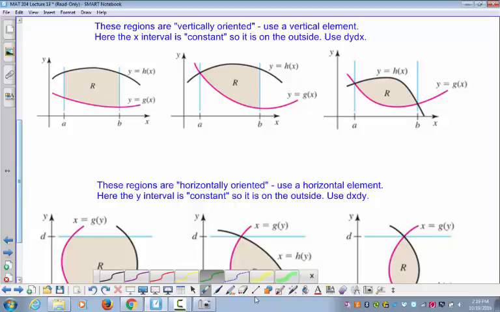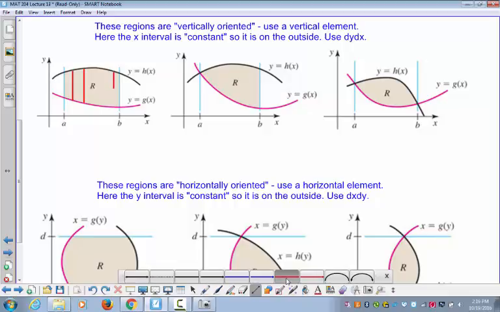Vertically oriented in the sense that if you pick a vertical element here, you have the same upper curve and the same lower curve all the way through. So this is vertically oriented in the sense that a vertical element can slide from left to right and catch the whole domain without any weird things happening.